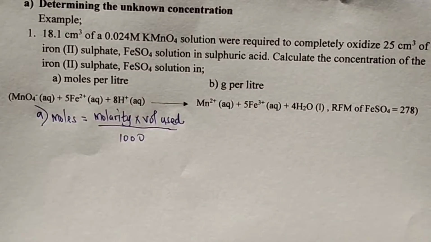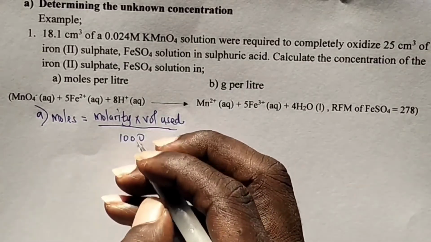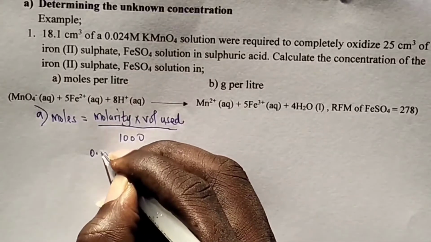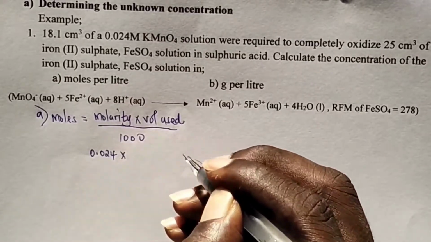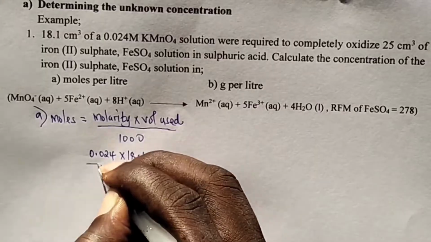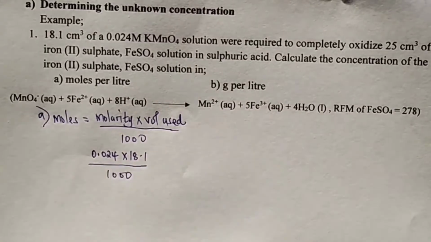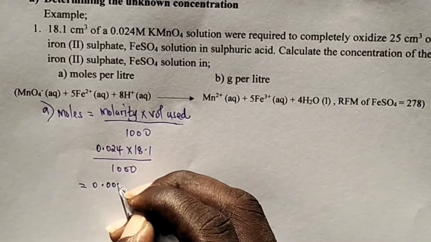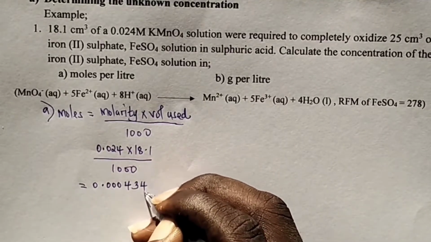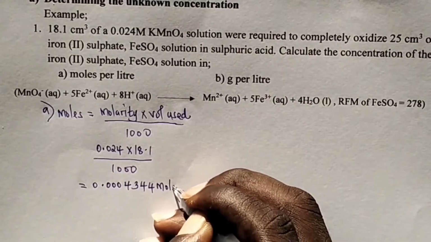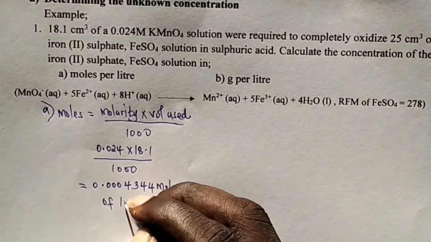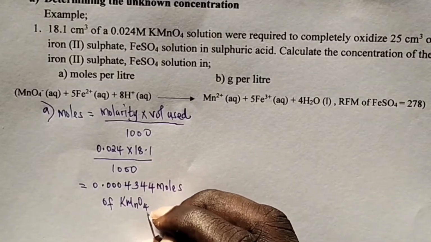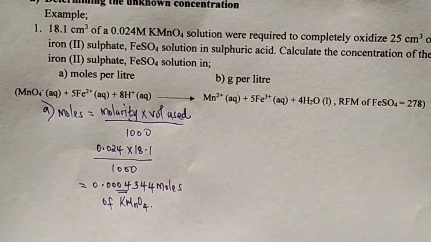What is the molarity? The molarity of potassium manganate(VII) is 0.024, multiplied by the volume, which is 18.1, divided by 1000. Here we are going to get 0.0004344 moles of potassium manganate(VII). That will be the first step. We have calculated the number of moles of potassium manganate(VII).